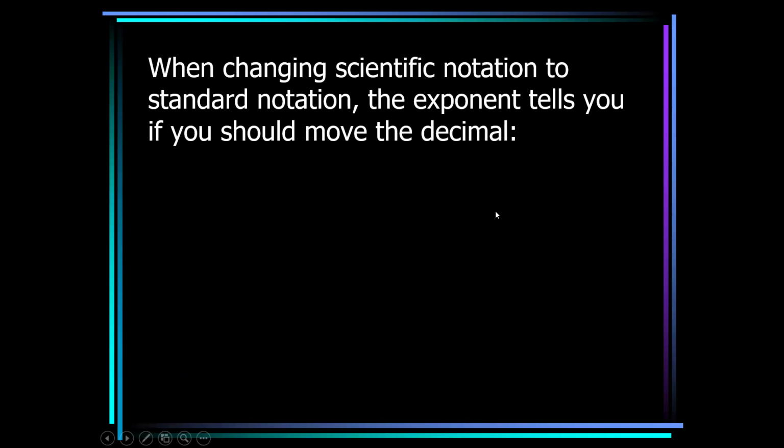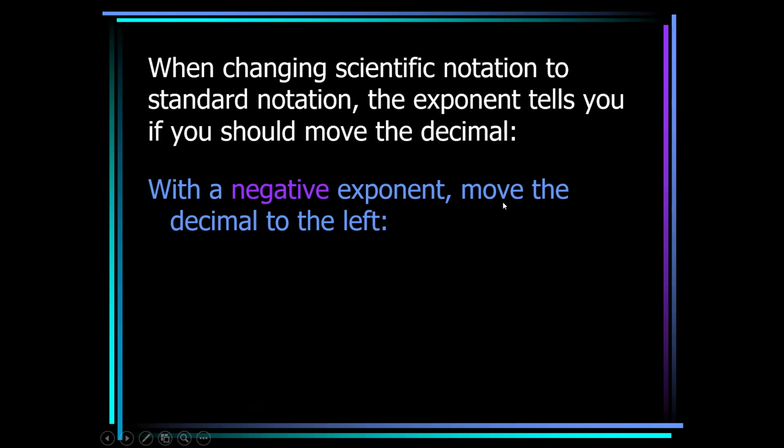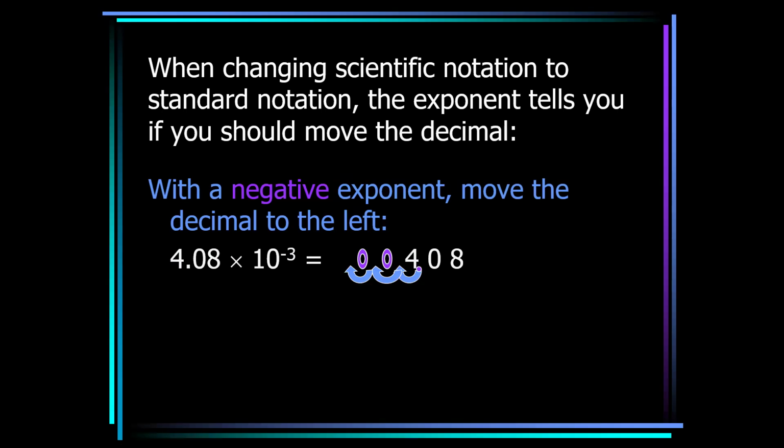Now, when changing a scientific notation to ordinary number, the exponent tells you to move the decimal. With a negative exponent, move the decimal to the left. Still remember what I taught you previously? Go the decimal to the left. 1, 2, 3. And then you move the decimal there. Okay, it's moving right now. And put the 0 on the left side also.